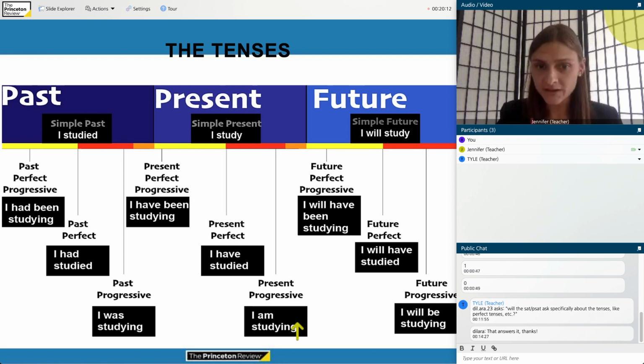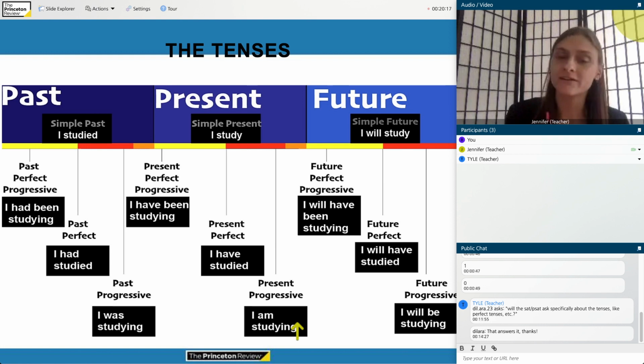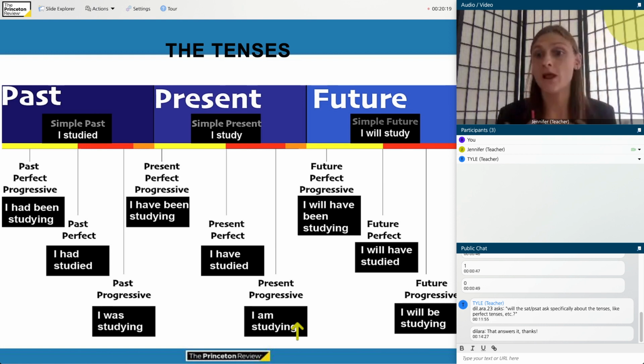I am studying. It's happening now and it's still happening. What are you doing? I'm studying, because that's what I'm doing right now when you ask me that. Or what I'm doing right now, I'm talking. And I'm still talking. So it's a continuous action.